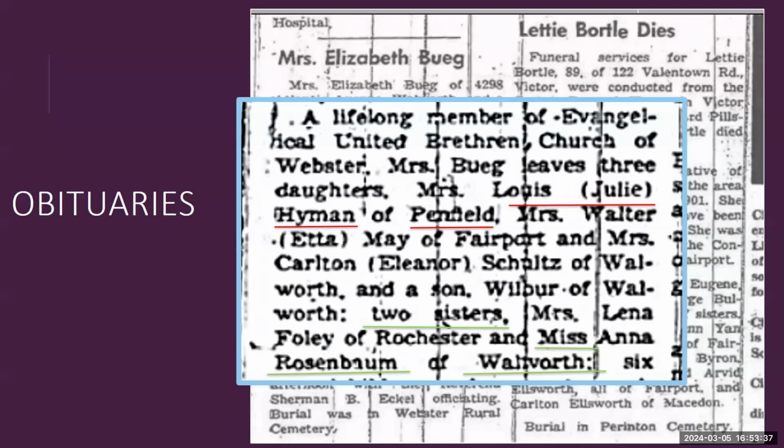2 sisters are also named, Mrs. Leona Foley of Rochester and Miss Anna Rosenbaum of Walworth. If the deceased, Mrs. Elizabeth Buge, was the research subject, the listing of her sister, Miss Anna Rosenbaum, has likely given us Elizabeth's maiden name, although Anna could be Elizabeth's half or stepsister and have a different surname than Elizabeth.